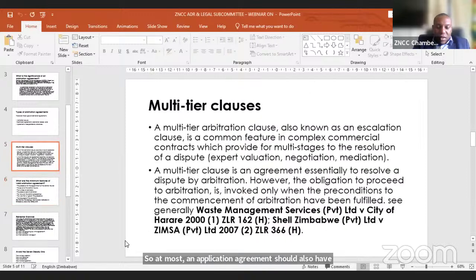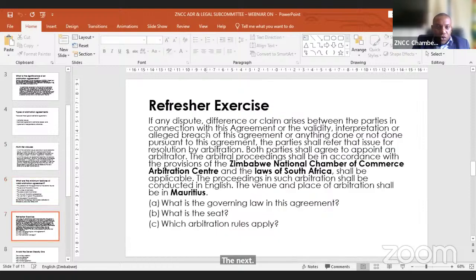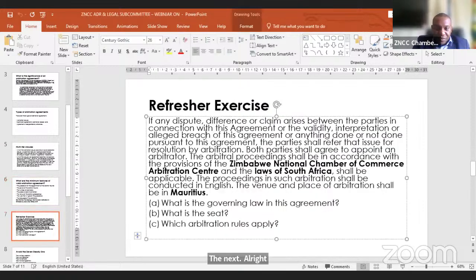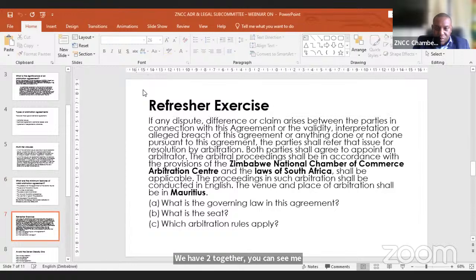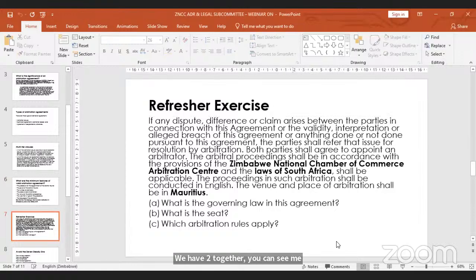The next, all right. We are still together, you can see me? Yes, we can. We have the slide on the refresher exercise now on the screen.